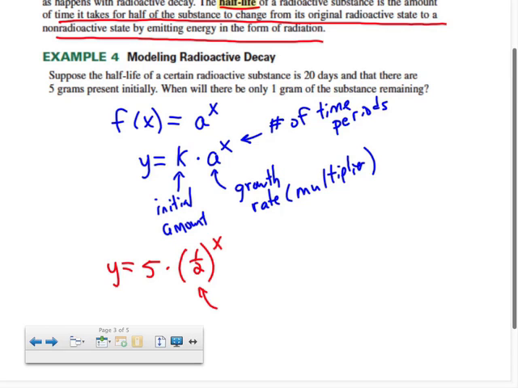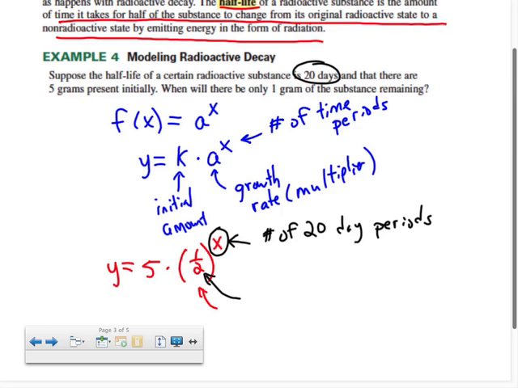Now in this particular equation, x is not going to be the number of days, but it's going to be the number of 20-day periods. And the reason for that, we're told in the problem that it takes 20 days for a half-life. So every 20 days, we should multiply by this 1/2 once. So if I had 20 days go by, I would not plug in 20 for x, because then I would have 1/2 to the 20th power. I don't want that. After 20 days, it should be cut exactly in half, so we should multiply 5 by 1/2, which would mean I would need to plug in a 1 in there for x.